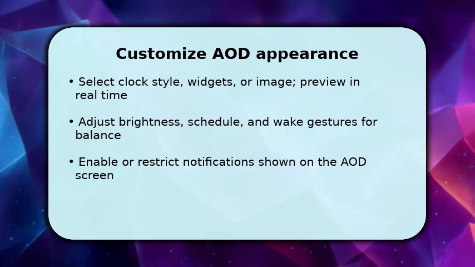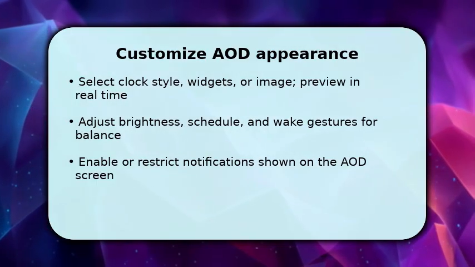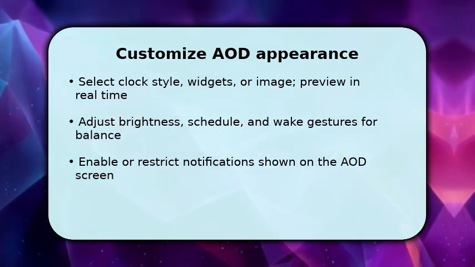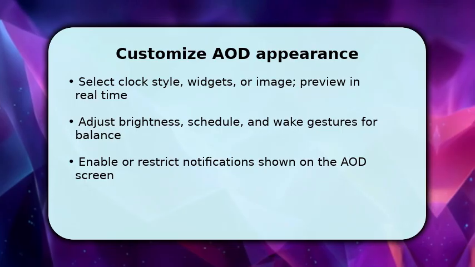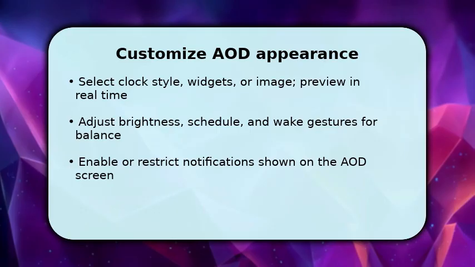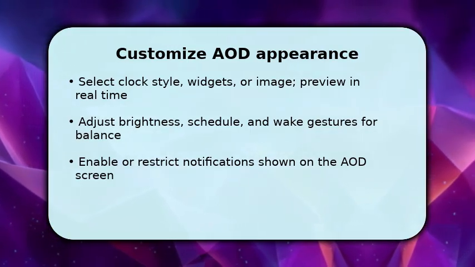Now you'll customize what appears and when. Choose a clock face or add a widget and use the preview to judge contrast and readability. Pick a slim layout to save energy. Next, set the brightness level and scheduling, either always on or only during specific hours, and enable wake gestures if you want quick glance access.